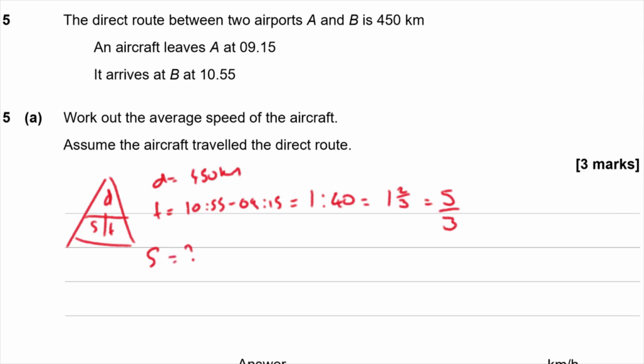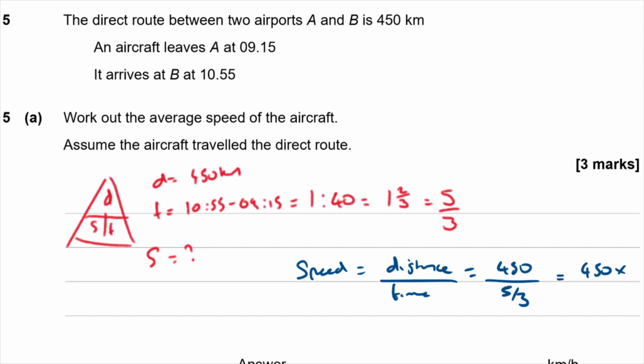Then using the triangle, we know that speed is equal to distance divided by time. So the distance we said was 450 and the time was 5/3. Well, dividing through by a fraction is the same as flipping that fraction over and times, isn't it? So that's the same as that. So 5s into 450 go 90 times, and then times 3 is what, 270 kilometers per hour?